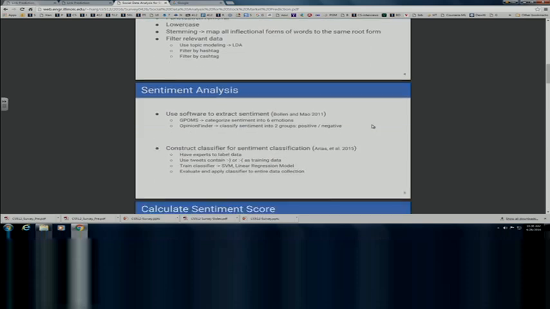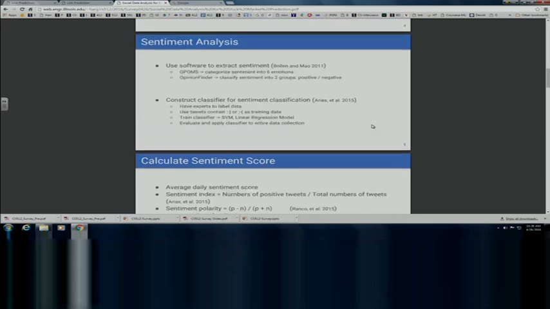After we have the data, we try to extract the sentiment features. There are two ways to extract sentiment information. We can use software to extract sentiment, like in the Bollen papers, or we can construct our own classifier for sentiment classification. If we construct the classifier ourselves, we might need experts to label the data. In some papers, they also use tweets that contain a smiley face or sad face as training data. They assume that tweets containing a smiley face mean positive feeling, and those containing a sad face mean negative feeling.